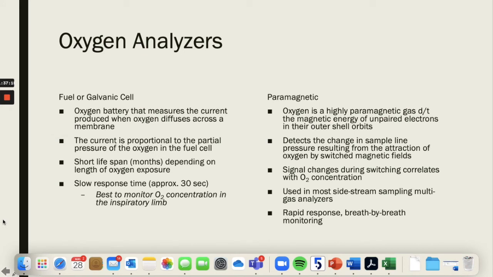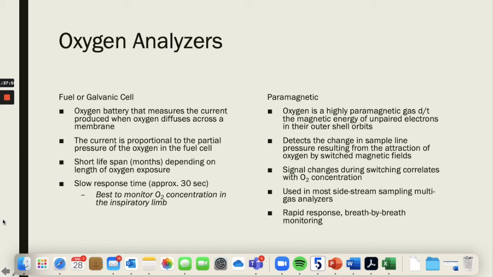All right, so the paramagnetic oxygen analyzers. With these, oxygen is a highly paramagnetic gas due to the magnetic energy of the unpaired electrons in their outer shell orbits. So how this works, a change is detected in the sample line pressure resulting from the attraction of the oxygen that is being switched by switched magnetic fields. The signal changes during the switching correlate with the O2 concentration.